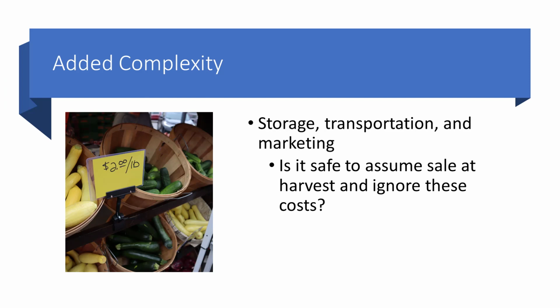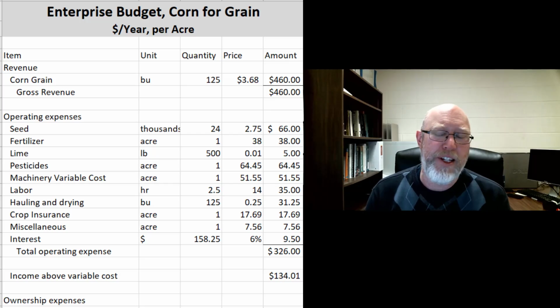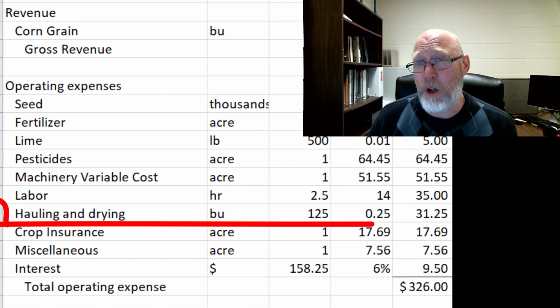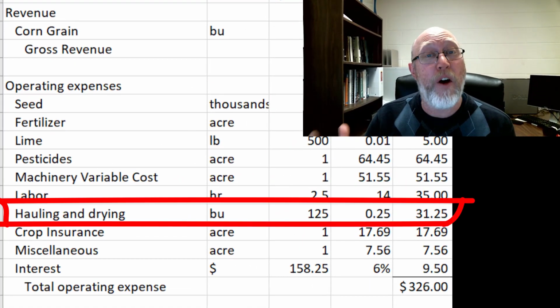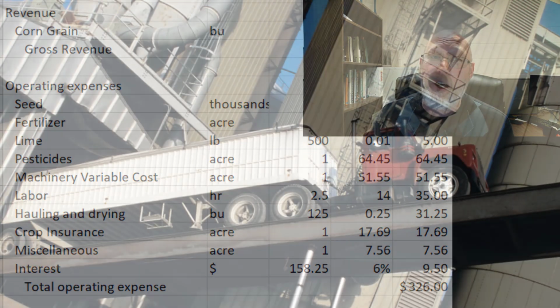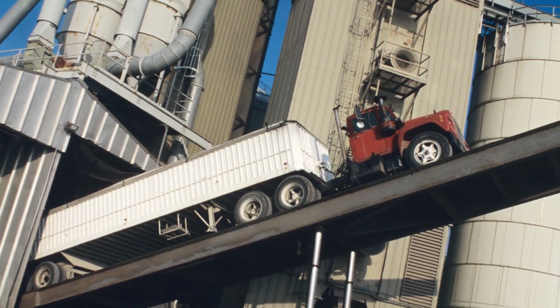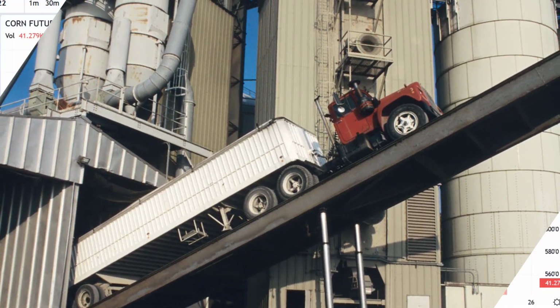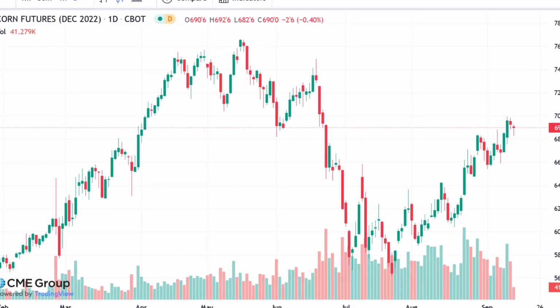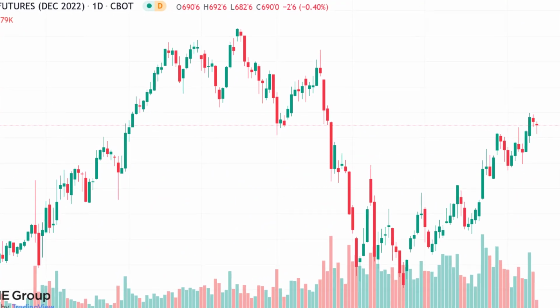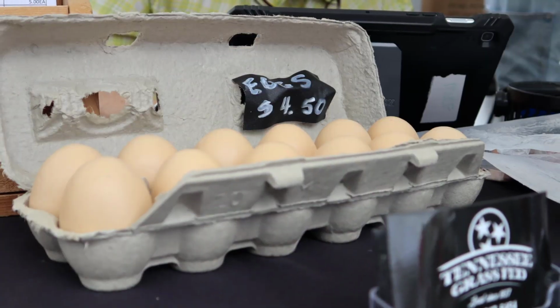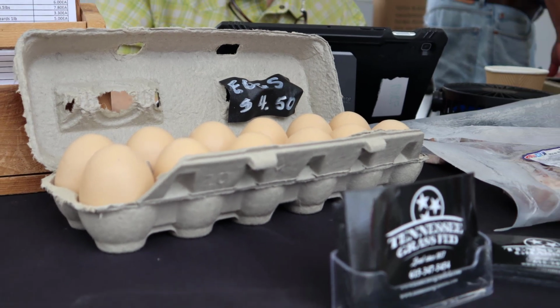Storage, transportation, and marketing. The way we traditionally handle this in agriculture is we say that the instant you harvest the crop, the growing of the crop, the farming has ended and you're now in the marketing stage. So storing your crop in a grain bin, transporting your crop to a market, making some nice pretty baskets and going to the farmer's market and sitting there all day selling your vegetables, those are all marketing costs.